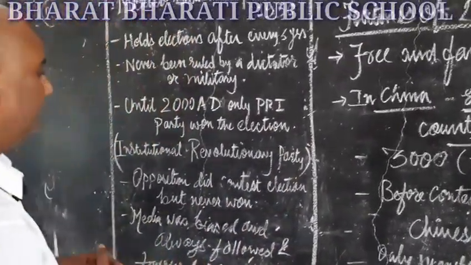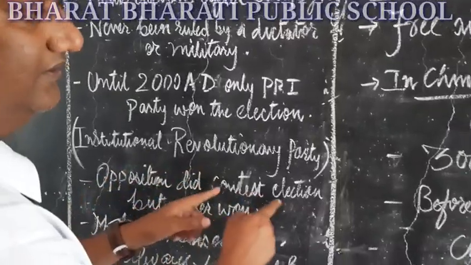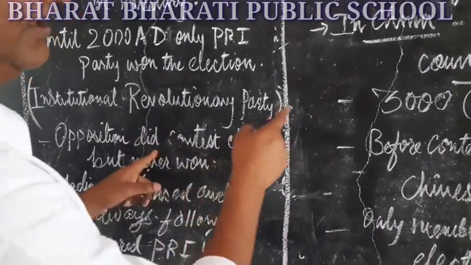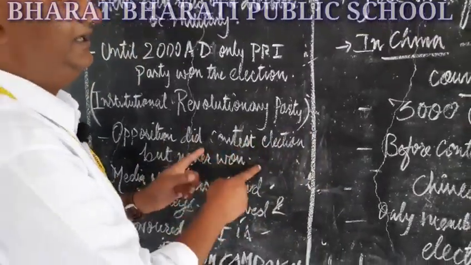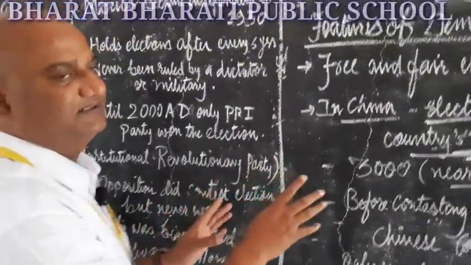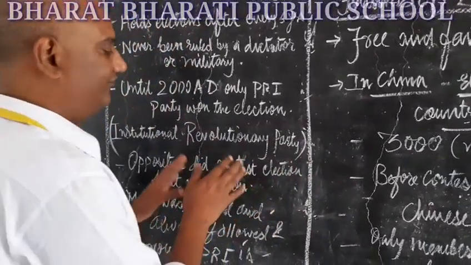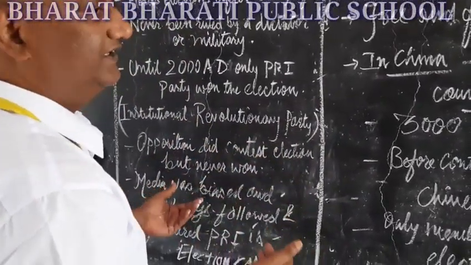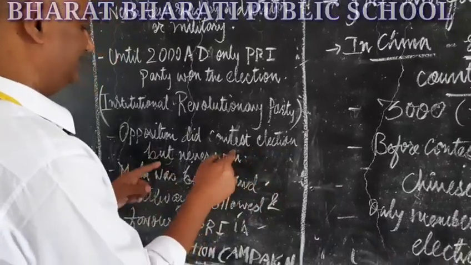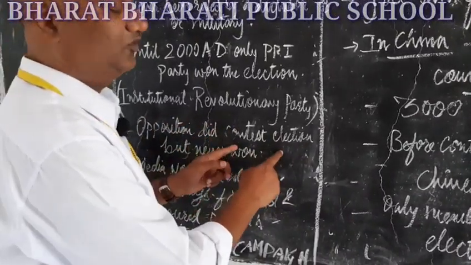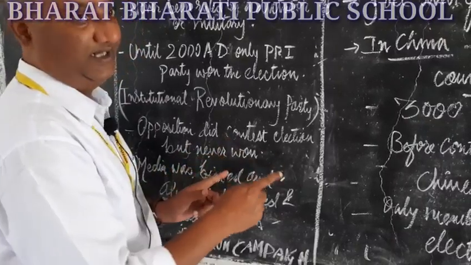What is that? The opposition also contested elections in Mexico. It means that, as against China, there is freedom. In China there is no freedom. Here in Mexico, anybody who wishes to contest elections can contest. But the opposition parties in Mexico never won an election.